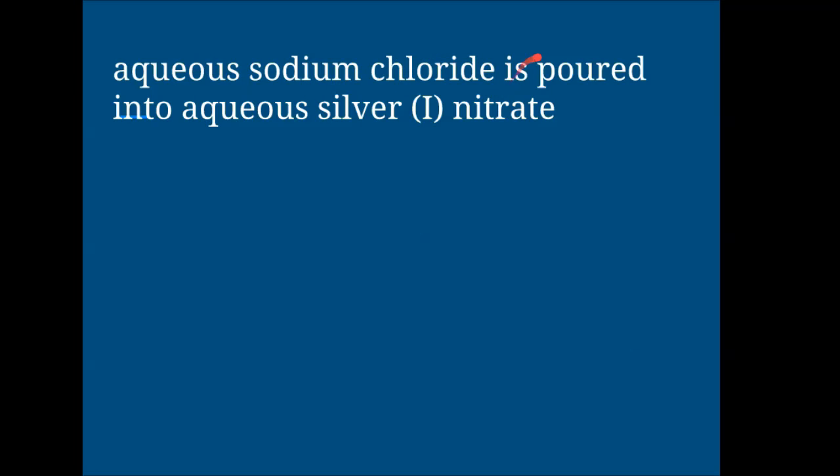Aqueous sodium chloride is poured into aqueous silver nitrate. So here's another example that we can look at. Sodium is already with chloride, so it would try and switch dance partners and go with the other anion, which would be nitrate. And then silver, which has a 1 plus charge, is going to try to go with the chloride. So our potential products are sodium nitrate and silver chloride.